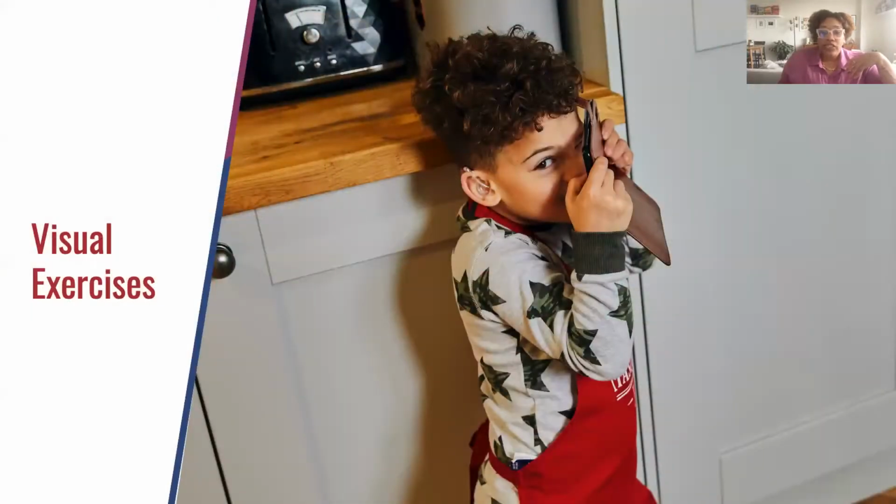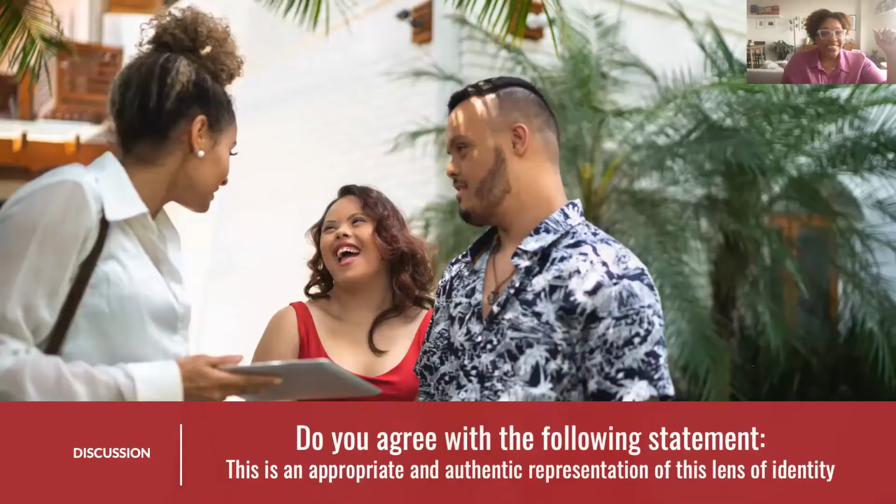So I'm gonna actually do the second activity, since we didn't get to do the second activity the last round, and we'll do our last activity of the day. If you agree with the following statement, do you think that this is an appropriate and authentic representation of this lens of identity?